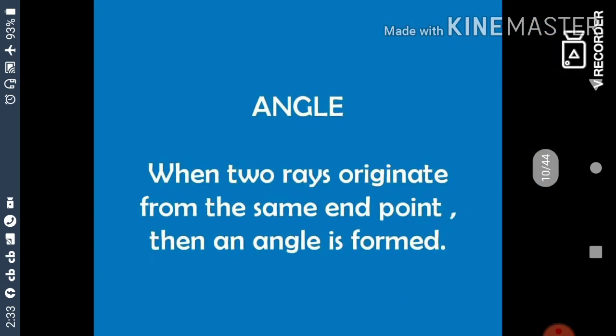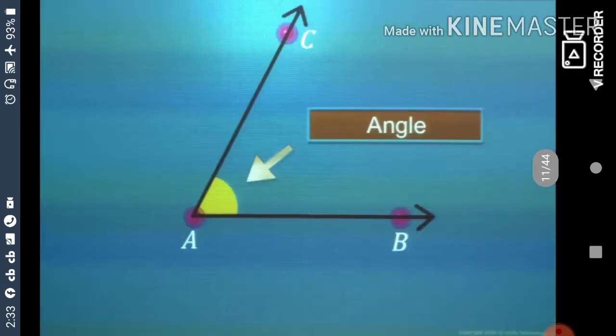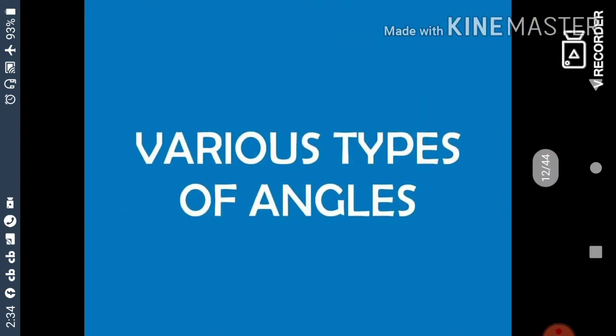So once again, when two rays originate from the same endpoint, then an angle is formed. The same endpoint is A. So ray AC and ray AB are originating from the point A only, and then they are forming this yellow part, which is called angle. Now various types of angles. We have already learned about them in our previous classes, but let me remind you again. We will revise it.